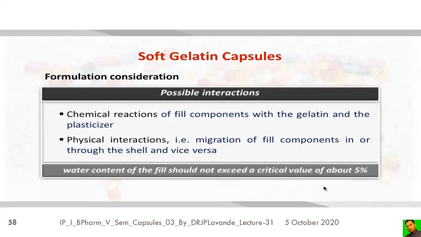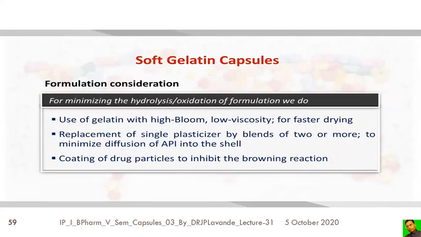The water content of the fill should not exceed a critical value of about 5%. In order to minimize the hydrolysis and oxidation of the formulation, we use gelatin with high bloom strength and low viscosity, because the high bloom strength ensures the gel formation property and the low viscosity ensures a faster rate of drying. So that will ensure the faster drying of the capsules.